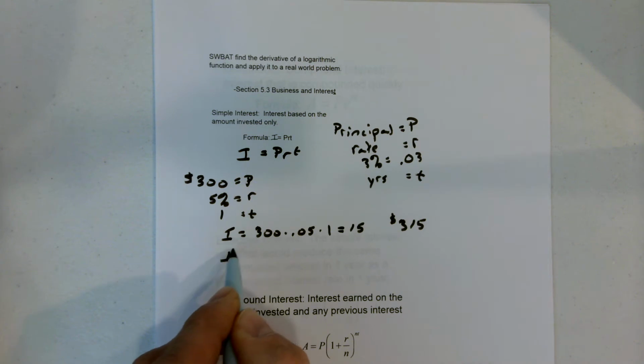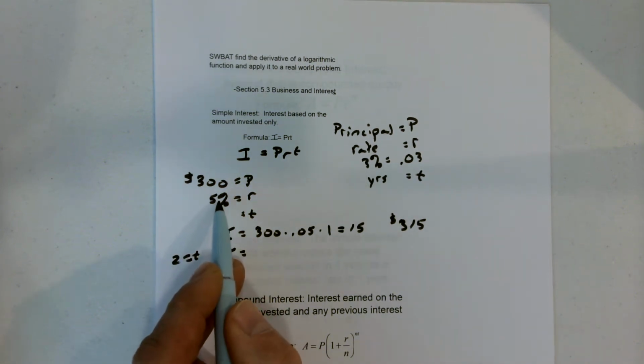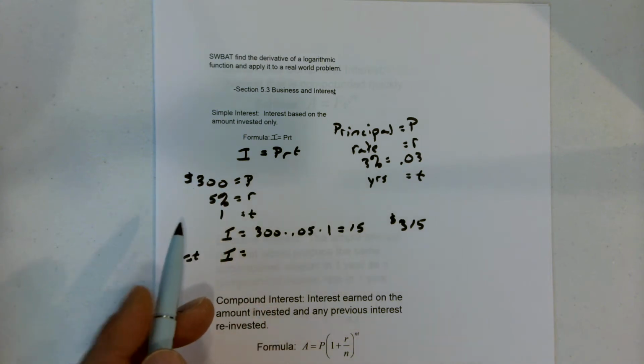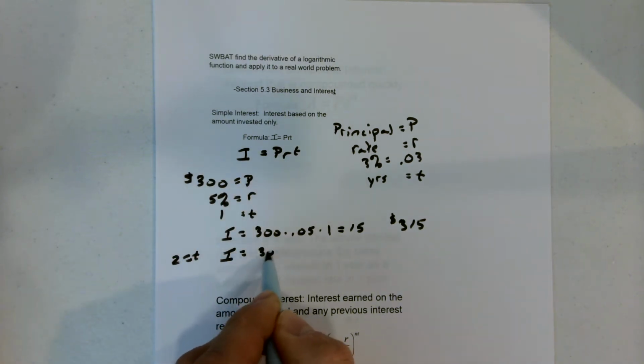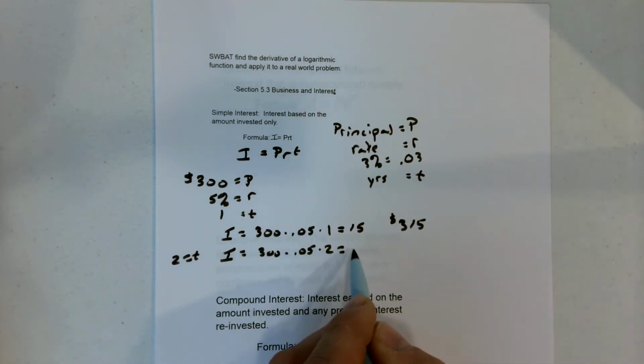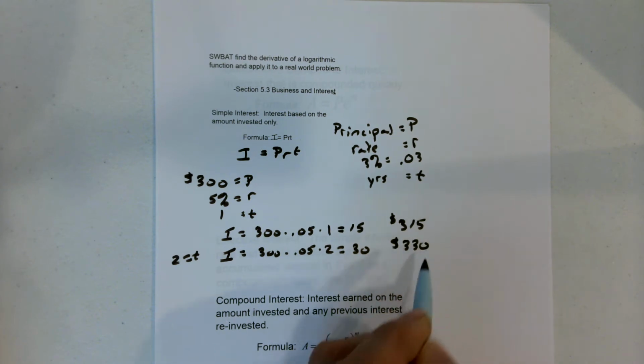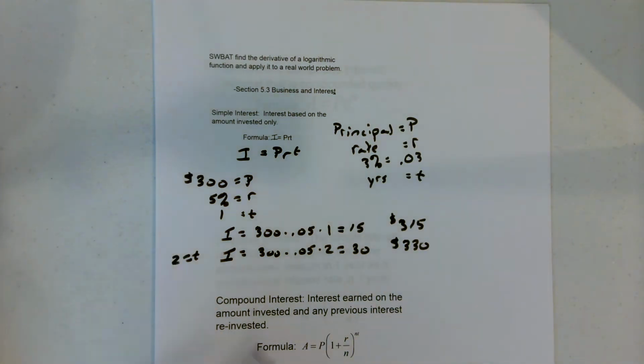Well, if I do it for 2 years, and I keep my 5% and my $300, I'd have 300 times 0.05 times 2. In this case, I would earn $30. So at the end of the second year, I'd have $330. And we can do this for as many years as we want, but we only earn interest on the balance, or the principal, that we originally put in. We do not earn interest on any of the interest that we have.